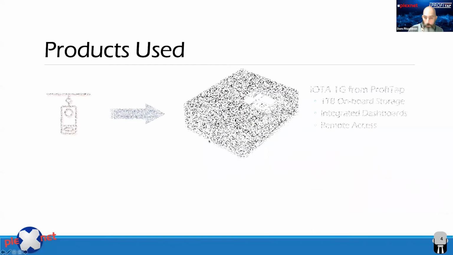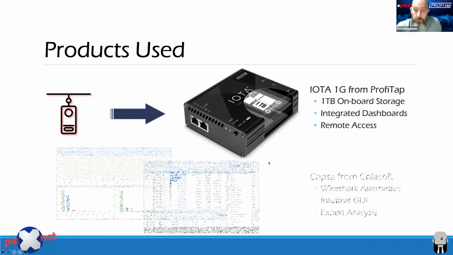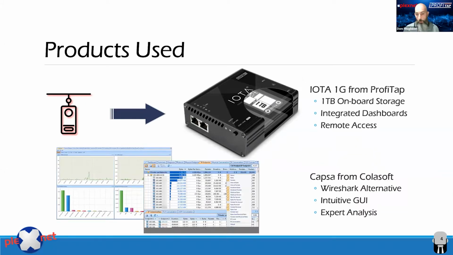And then what we're actually going to be using today. We're using an IOTA 1G from Profitap. It's got 1 terabyte of onboard storage. They've got integrated dashboards, which we're going to use extensively. That's what's going to give us the information. And because it is a very good remote device, it's got some very cool remote access. You can either connect it to a network via management and remote in if you're on the same network, or there's an inbuilt ZeroTier, a secure tunnel that you can tunnel into from a remote perspective and have a look at data as well. So we're going to do that. There is a 10 gig version available. We're only using the 1 gig at the moment.